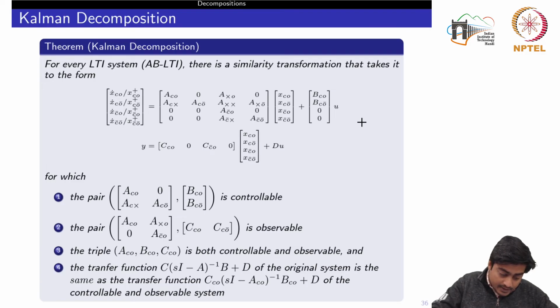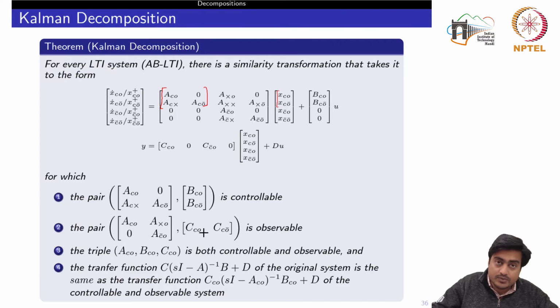So we have the result on this Kalman decomposition, that for every LTI system there is a similarity transformation that takes it to this form, of which we had seen the detailed analysis in terms of the block structures and their significance. The pair (A_CO, 0 ...) is controllable, because both these states are controllable. Okay, we have X_CO and X_CŌ. So this pair is controllable. The pair with respect to X_CO and X_C̄O corresponds to the matrices A_CO and 0 and A_cross and A_C̄O.